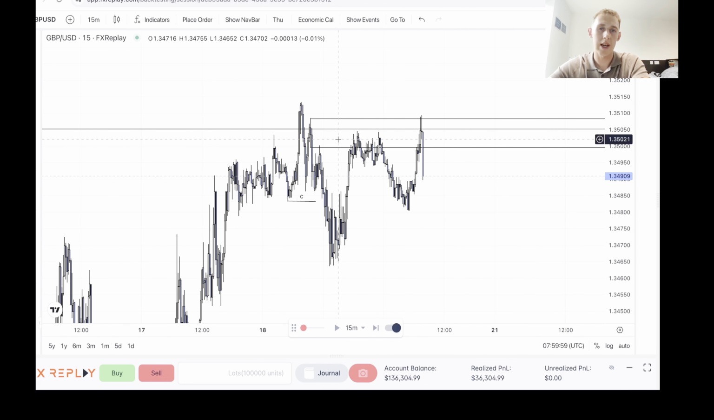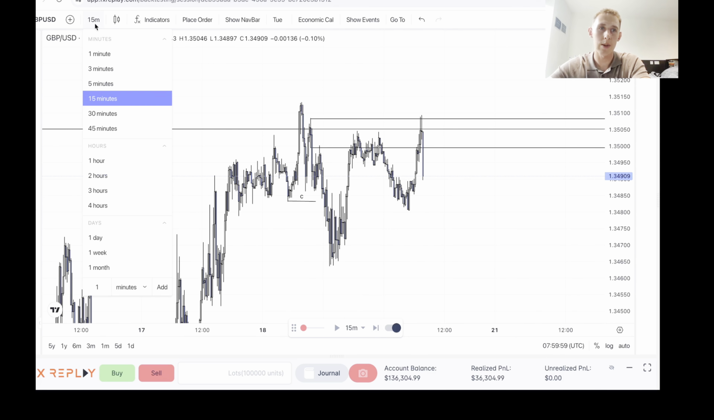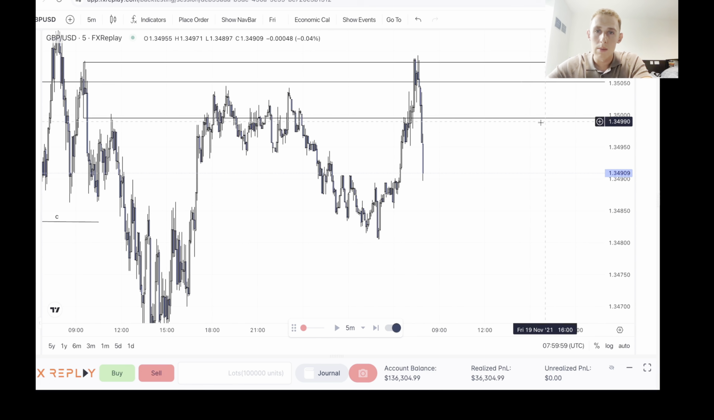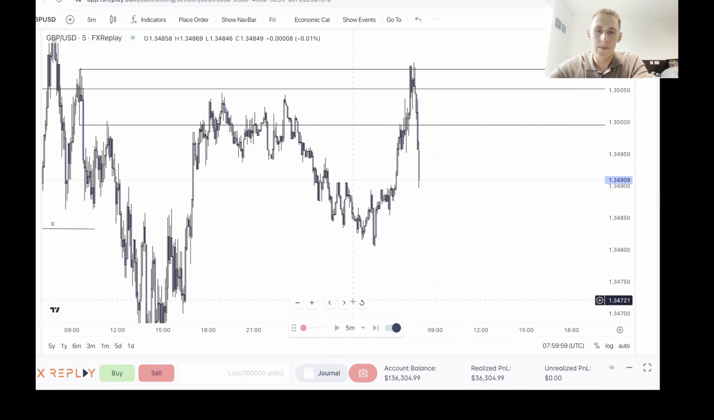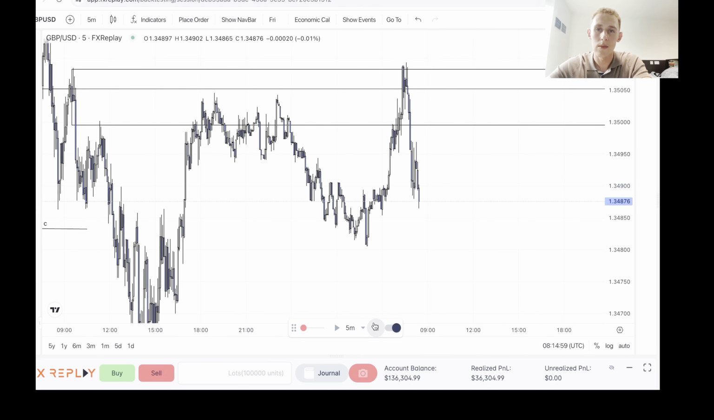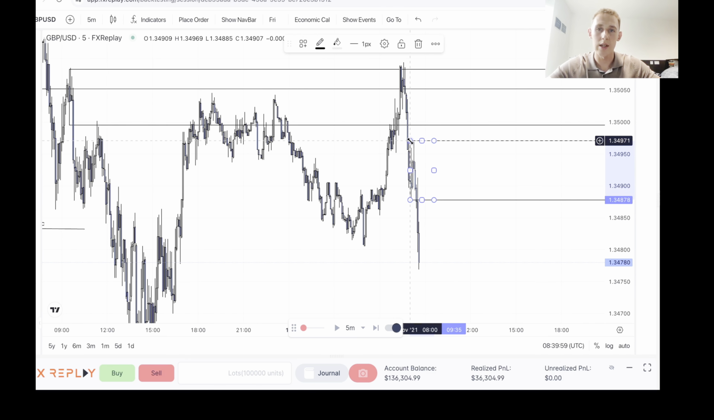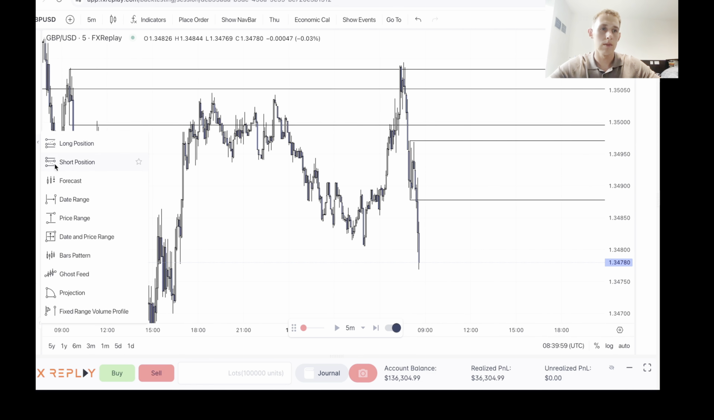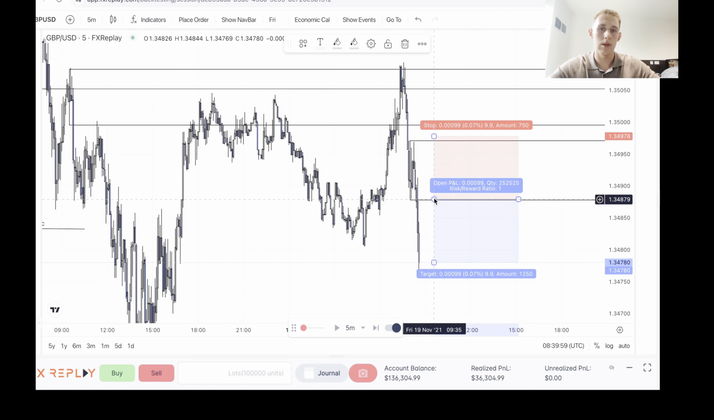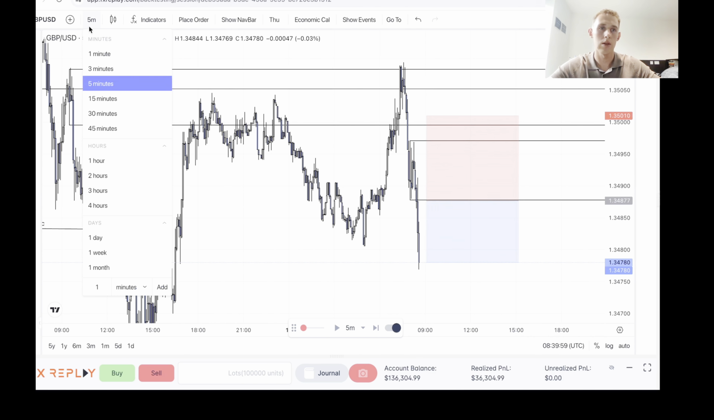So this looks nice actually. We had a sweep of that area of supply. Price broke some 5-minute structure. And now we've had a break of that low. Let's see if we can get a retest into the supply. Something like this.